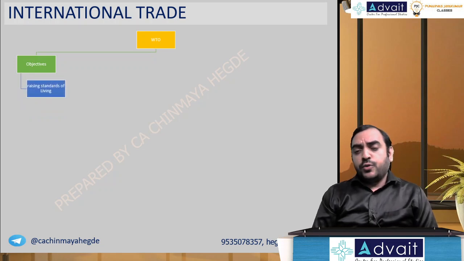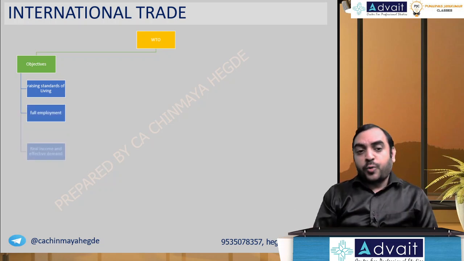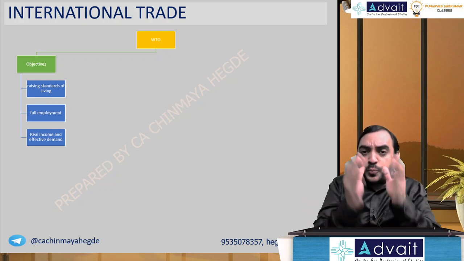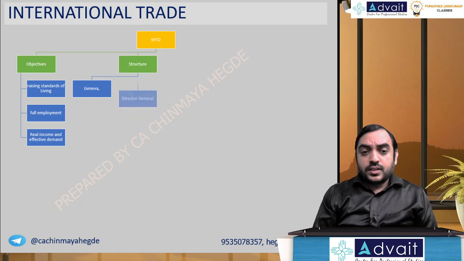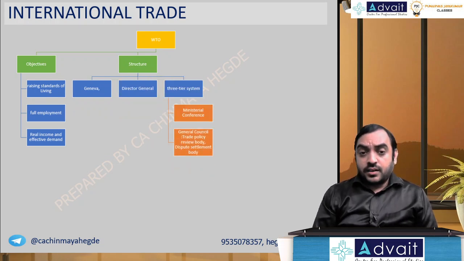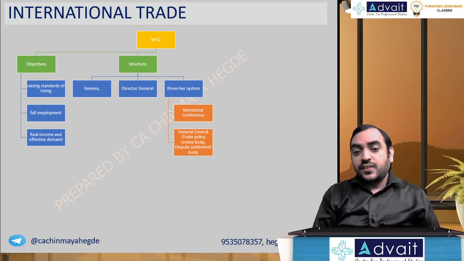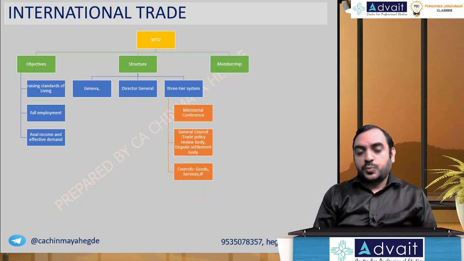The objective of WTO, World Trade Organization, I'll quickly read through it. Nothing much to explain. Raise the standard of living of the member countries, providing full employment, real income and effective demand. That is the objective of any economics, to provide employment and to provide stability. Structure of WTO, Geneva, Director General, and a three-tier system. First tier, three levels: Ministerial Conference, then we have the General Council, which has the dispute settlement body and all, and then we have councils who take care of goods, services, and intellectual property.